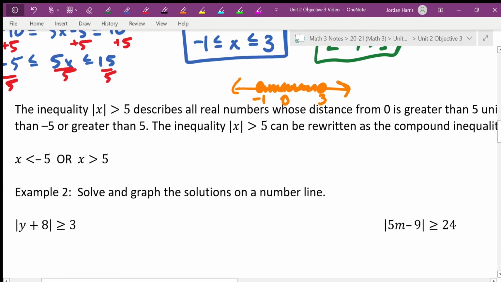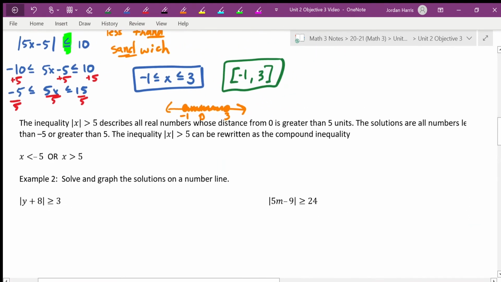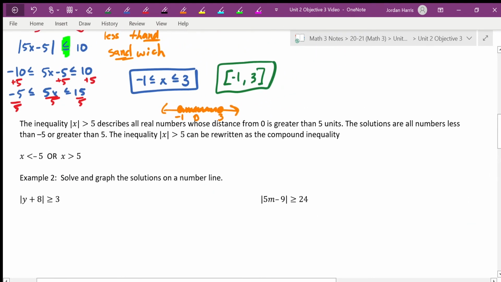We have the next situation we're going to deal with. Okay. So the inequality absolute value of x greater than 5 describes all numbers whose distance from 0 is greater than 5 units. The solutions are all numbers less than -5 or greater than 5. The inequality absolute value of x greater than 5 can be written as the compound inequality this.